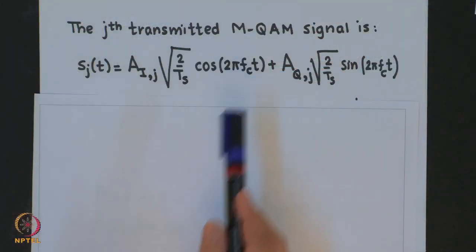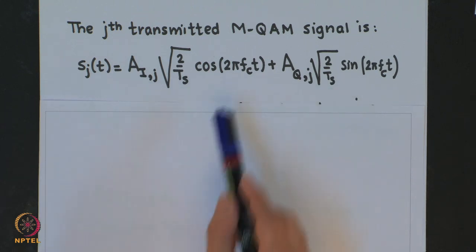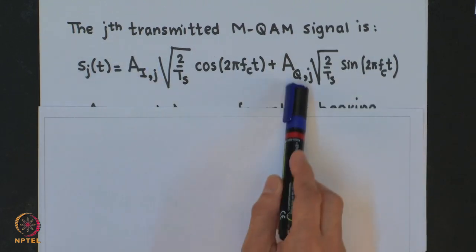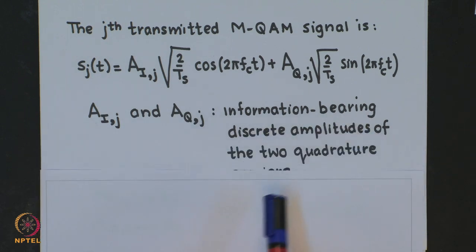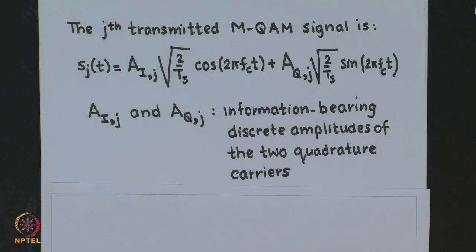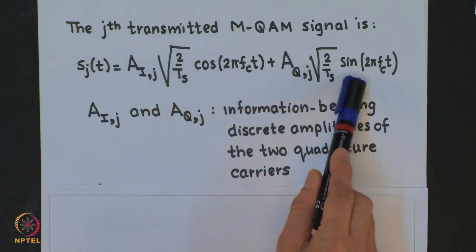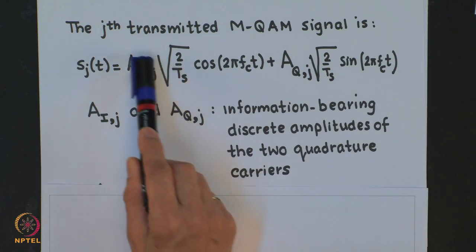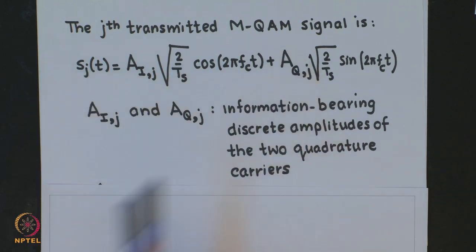The jth transmitted M-QAM signal is given by this expression. This is phi_I(t) and this is phi_Q(t), where a_Ij and a_Qj are information-bearing discrete amplitudes of the two quadrature carriers. This shows that there are two phase quadrature carriers involved and each of them is being modulated by a set of discrete amplitudes, and hence the name quadrature amplitude modulation.